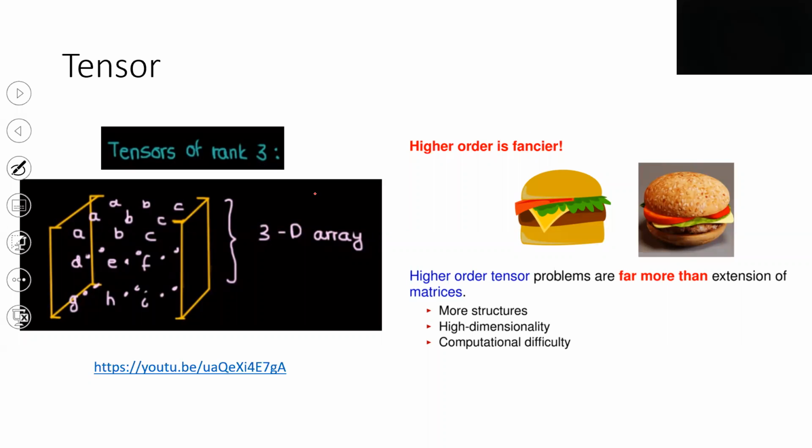Tensor is a higher dimension matrix. So when we say we have a rank 3 tensor, that means you have a 3D array. You have X, Y, and Z. Every element in this cube has been filled with values. So you have a 3-dimensional array or 3D matrix.